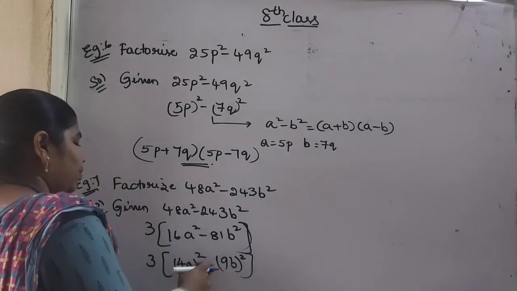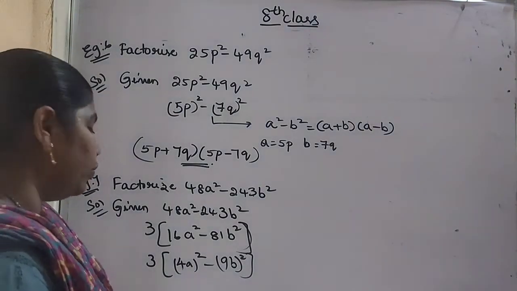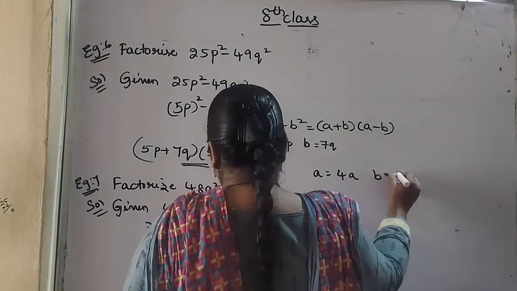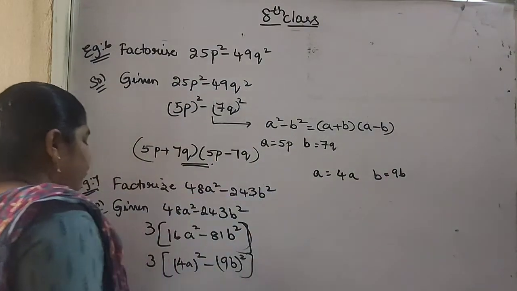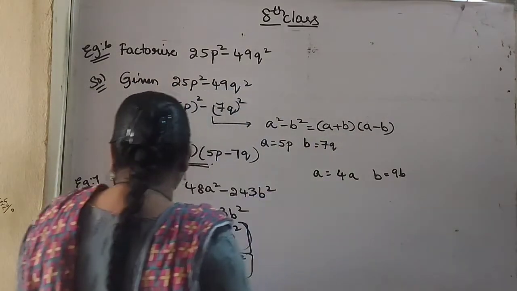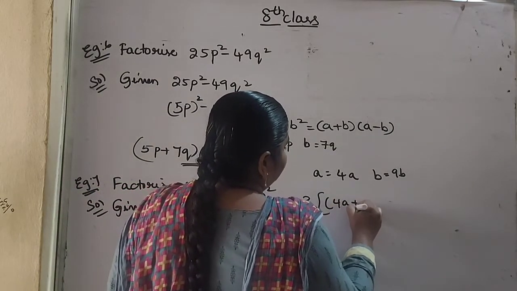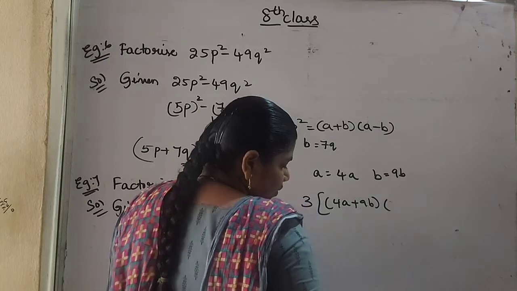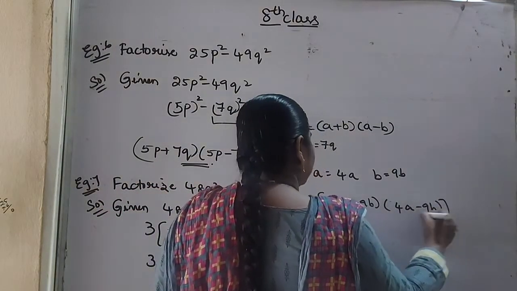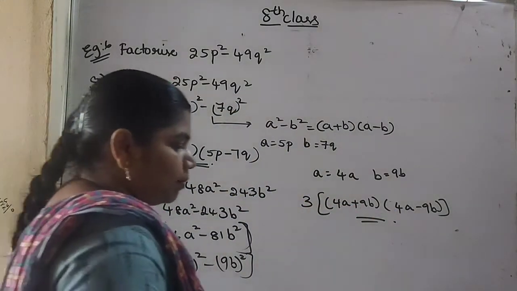So this is a square minus b square. The formula is a plus b into a minus b. Here the a value is 4a and the b value is 9b. Now we substitute in this formula, a plus b into a minus b. 3 I am writing as it is. A plus b is 4a plus 9b, and a minus b is 4a minus 9b. So these are the factors for example number 7. Next is example number 8.